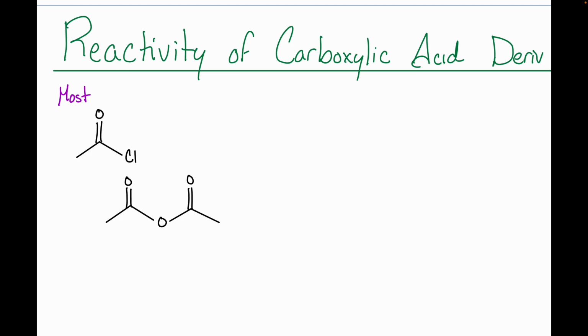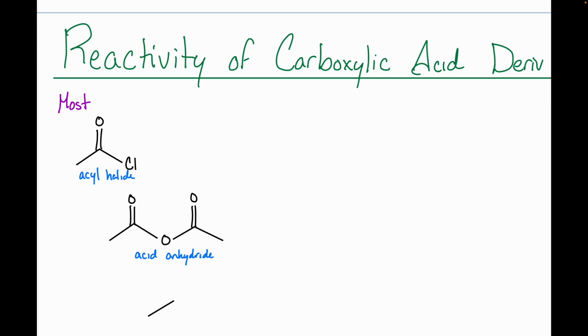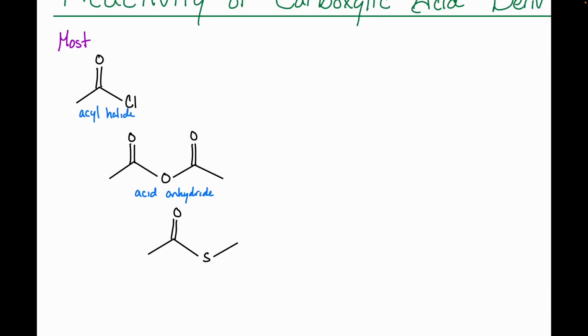All right, we're going to throw a new one in here that we don't have to know the name of. I guess we don't have to know how to name it nomenclature-wise. Let's just actually name these here. These are acyl halide, our acid anhydride. All right, and then this one is sort of analogous to an ester, but with a sulfur, what we call a thioester.